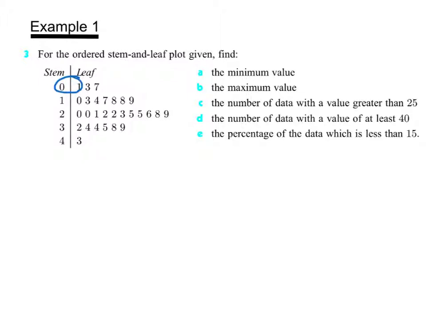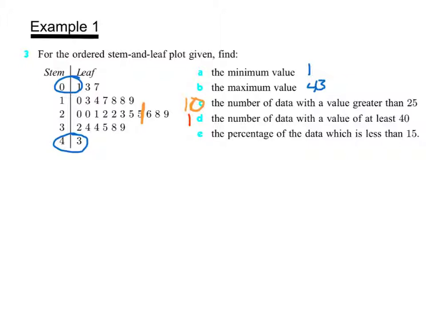Well, the minimum value is the first value in the stem and leaf plot, and we can see that it's simply 1, and the maximum value is 43. The number of data with a value greater than 25 we can find by first finding 25 and then counting all of the digits that occur after 25. So we have 6, 8, 9, that's 3, 4, 5, 6, 7, 8, 9, 10 data points that are greater than 25. The next problem is at least 40. So we don't have a 40 on the stem and leaf plot. We start with 43 in this class interval, and so there's only one data value that is at least 40.